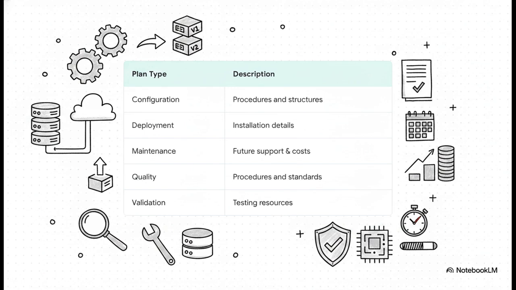Fourth is the quality plan, which lays out the specific quality procedures and standards the project absolutely must follow. And finally, the validation plan, which describes the resources and the schedule for testing the system to ensure it actually does what it's supposed to do. Remember, for complex engineering programs, that core plan we just talked about is really just the starting line. These supplementary plans are vital to getting the job done right.